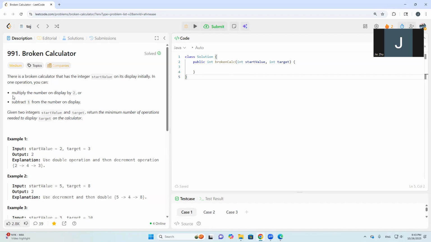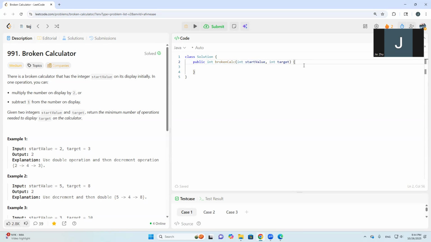So there are two options. One is multiply by 2, which will increase our number. Another is subtract by 1, which will decrease our number. The thing is that if the target is smaller than start, then we can only do the decreasing operation, right? We'll never call the multiply solutions. Of course we can write the corner case: if target is smaller than start, we just return start minus target.